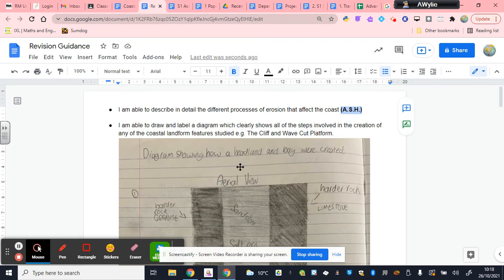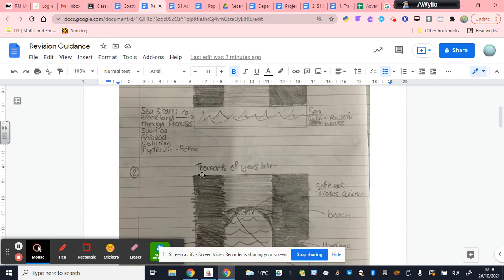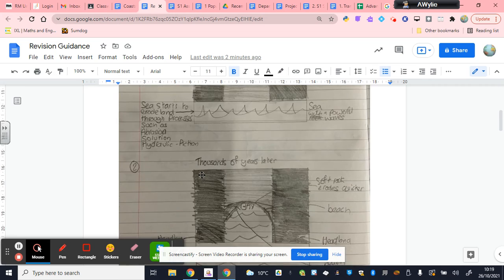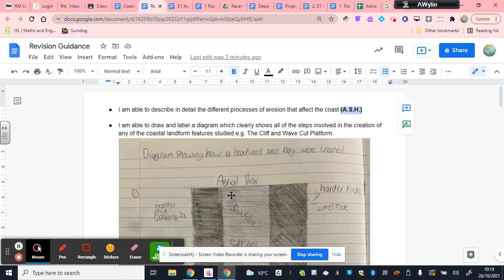The second learning outcome is in relation to using your jotter to be able to draw a diagram to show the formation of a feature. So I've got an example here of a headland and bay, and you will be asked to draw a diagram with all of the labels, and that's these things here with the arrows, in order to help the person looking at your diagram understand how the feature is created. And there were three main coastal erosion features you studied. There was the cliff and wave-cut platform, the headland and bay, and the arch, stack and stump. So it could be any or all of those different features.